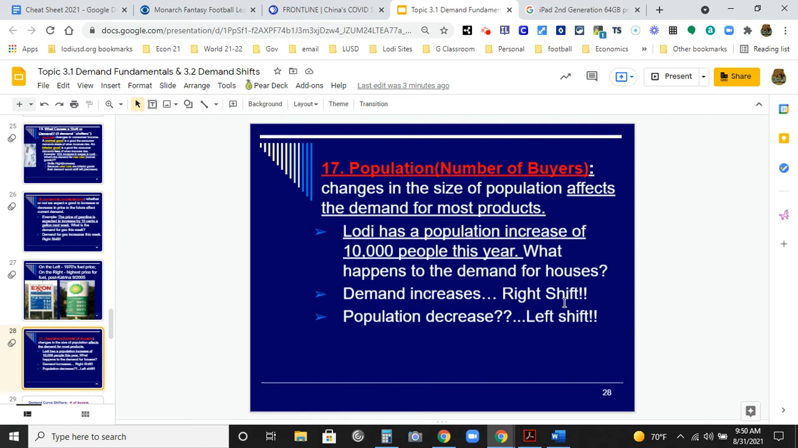But let's say 10,000 people leave because, maybe a bunch of houses are built on the Delta and people want those river views. So people leave Lodi to go live on the Delta. Say 10,000 people leave, that's a left shift, and you're going to have a decrease in demand for most products.